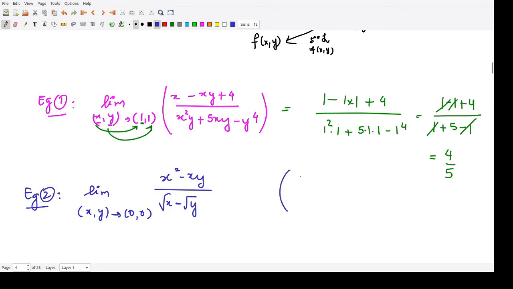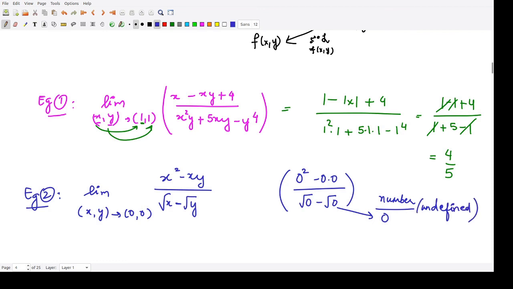If you substitute the value directly, we would have 0² − 0 × 0 divided by √0 − √0. So in this denominator, you would end up with 0. That means you have some number divided by 0, so your function becomes undefined whenever you directly substitute the limit over here.